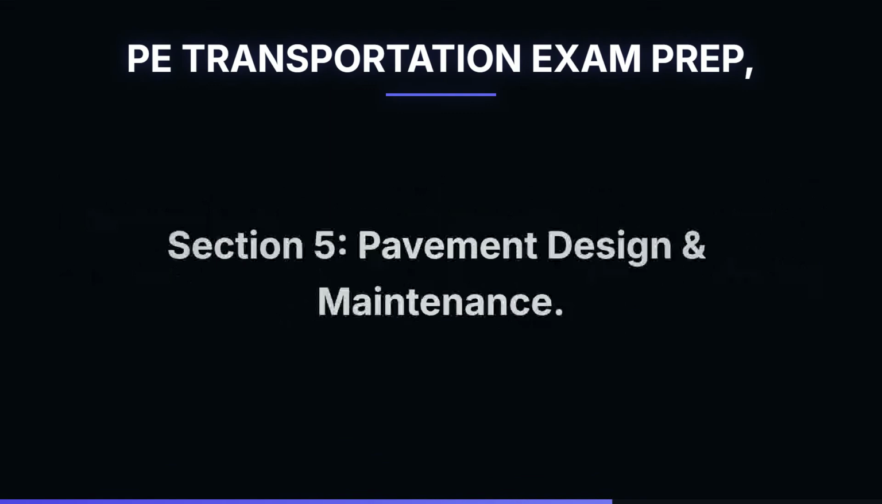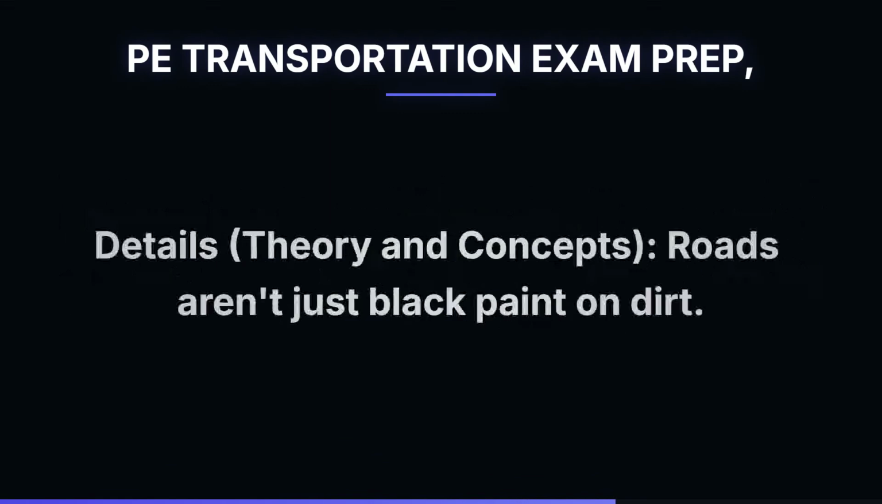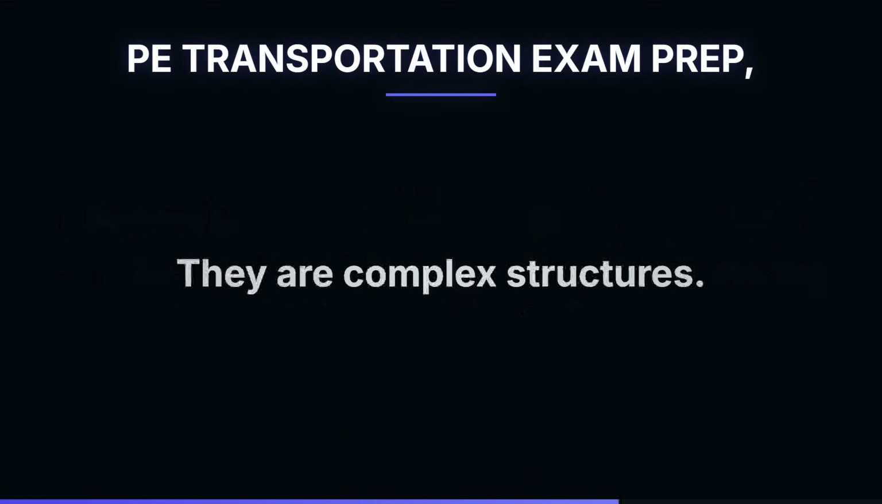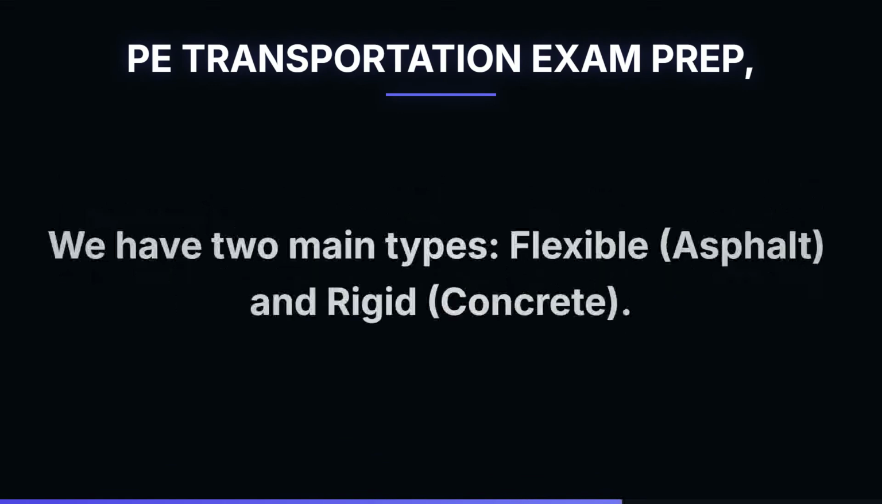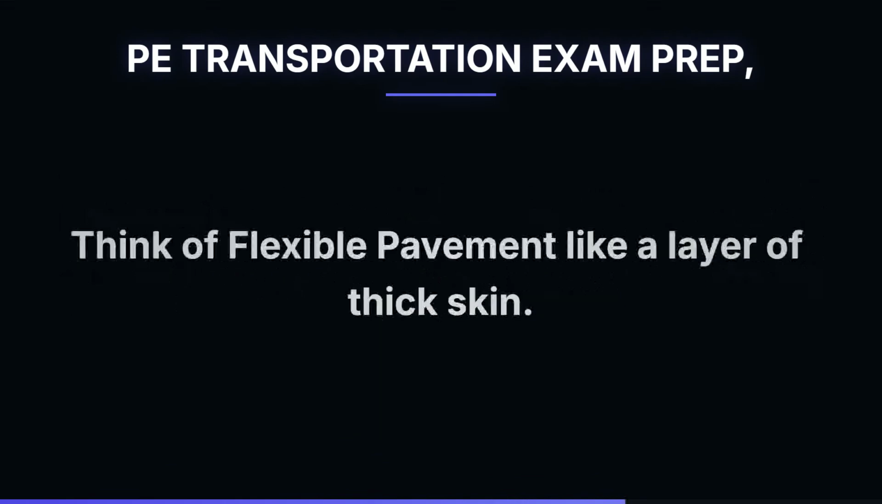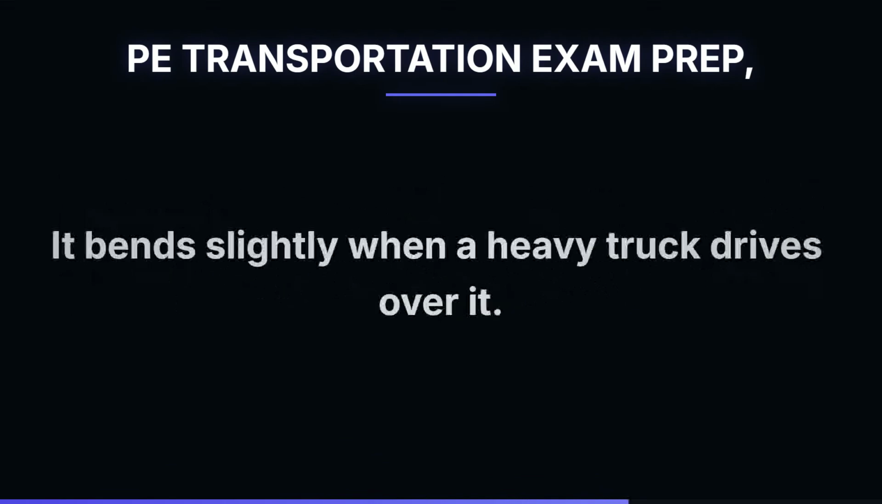Section 5. Pavement Design and Maintenance. Details, theory and concepts. Roads aren't just black paint on dirt. They are complex structures. We have two main types: flexible, asphalt, and rigid, concrete. Think of flexible pavement like a layer of thick skin. It bends slightly when a heavy truck drives over it.